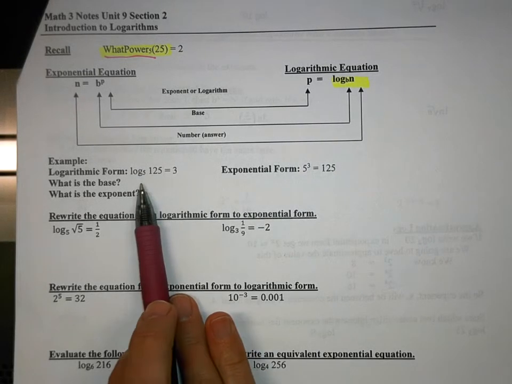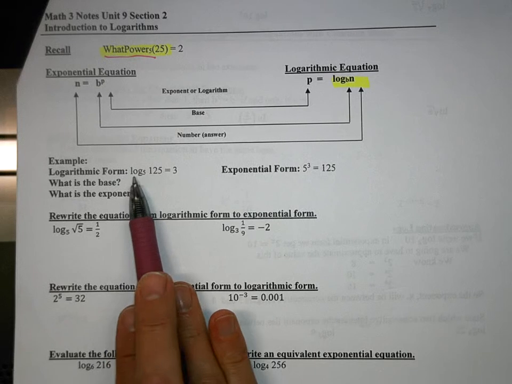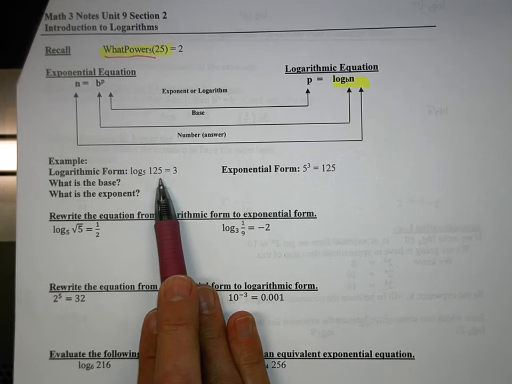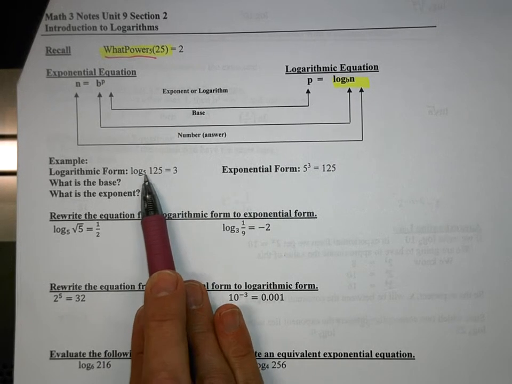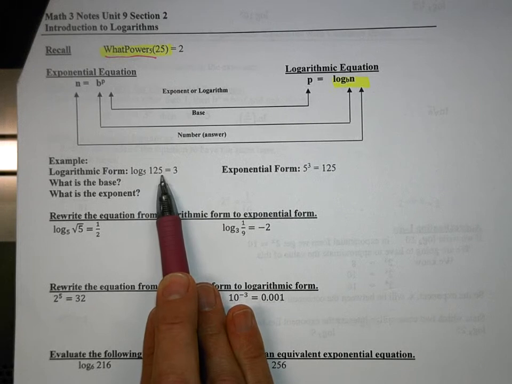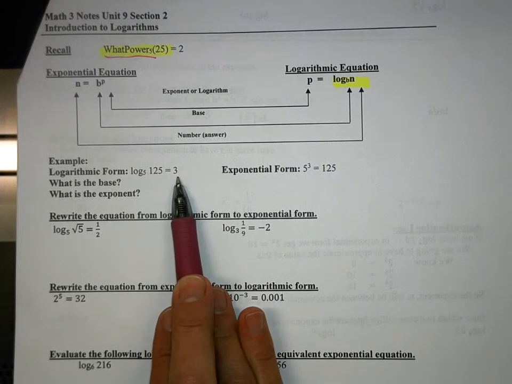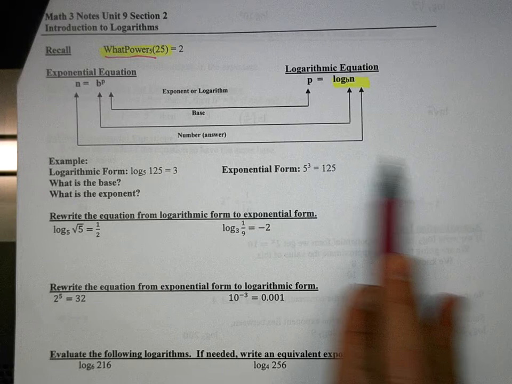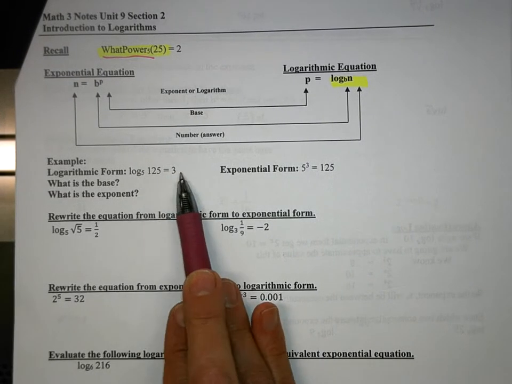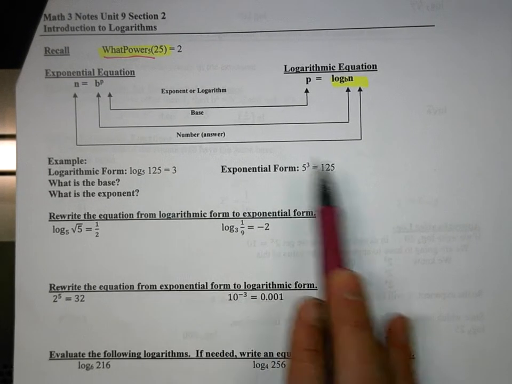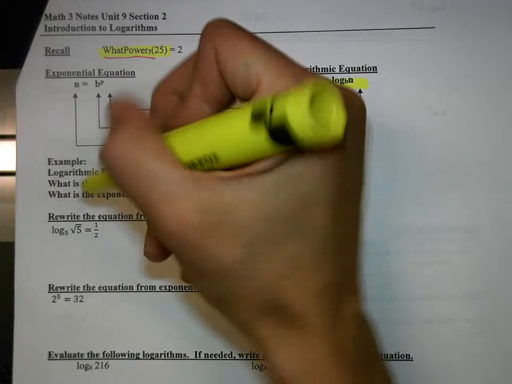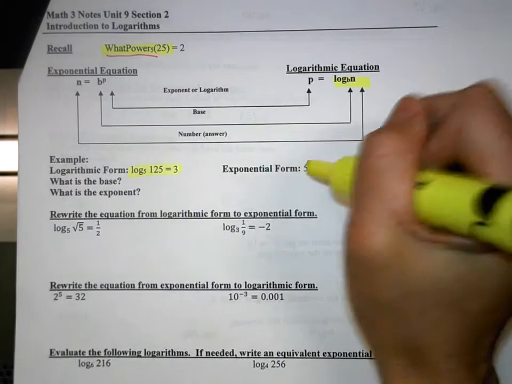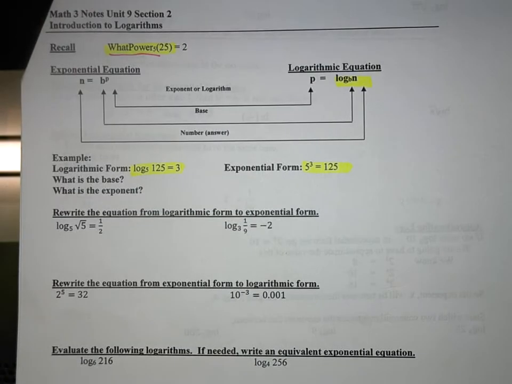Okay, and so for instance, this example here, log base 5 of 125, is saying 5 to what power is 125, and we know that answer is 3. This can be rewritten right here as 5 to the third power equals 125. So this is the log form, and this is the exponential form. We're going to end up solving equations, changing things back and forth between log form and exponential form.